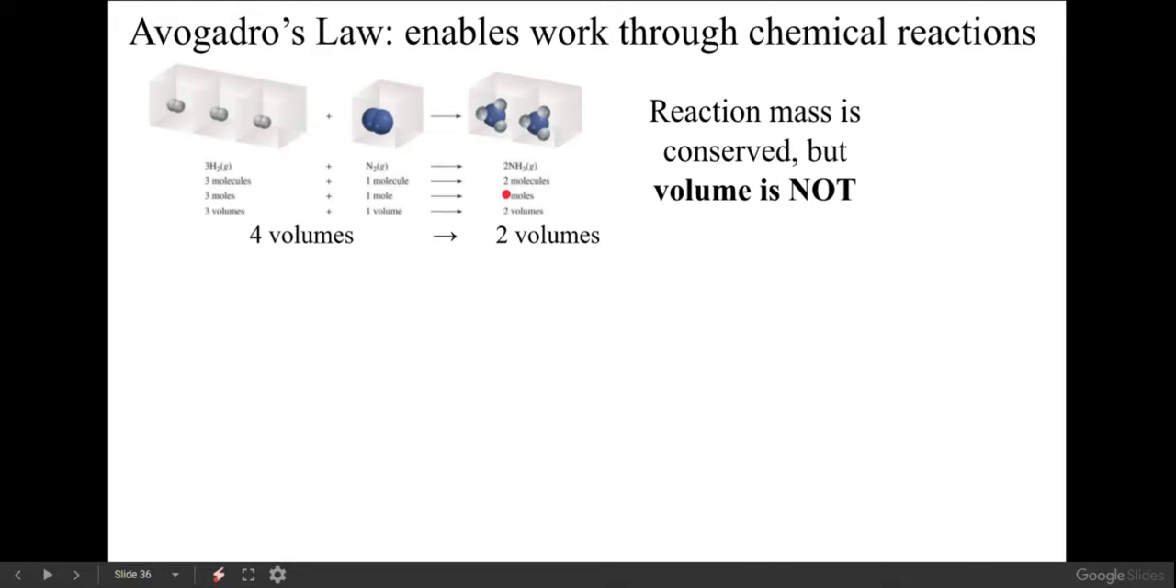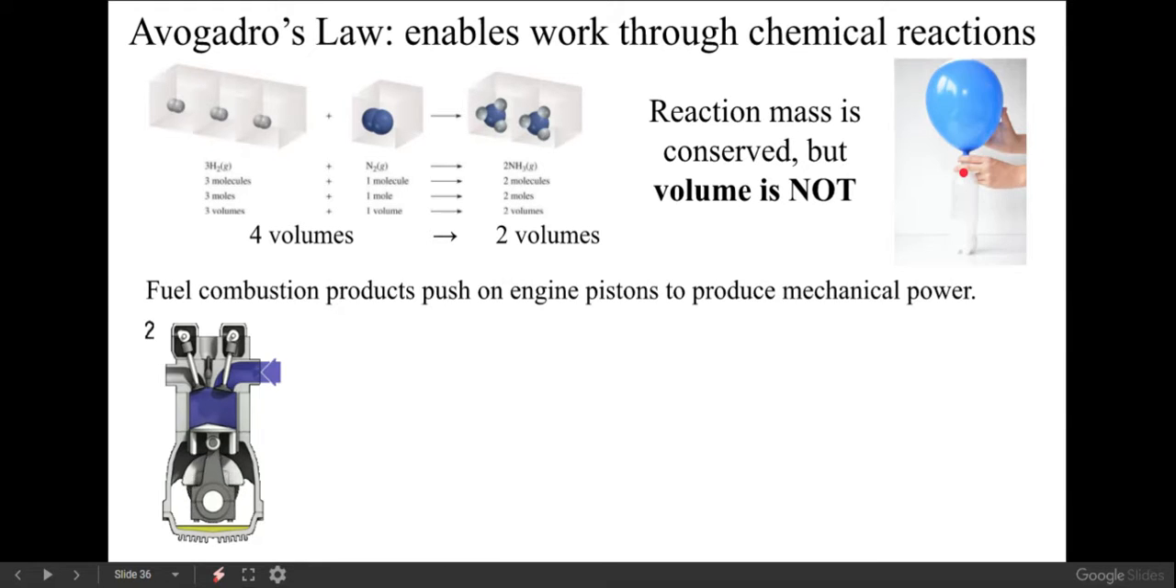So again, mass is conserved, but if the number of gas particles goes down, like in this case, we have 4 moles of gas in total going down to 2 moles, volume goes down. Volume is not conserved. Again, in your sophomore year, we did a lab like this, probably baking soda and vinegar, and we're getting this balloon filling up. So the products take up more space than the reactants because they're gaseous as opposed to solid.